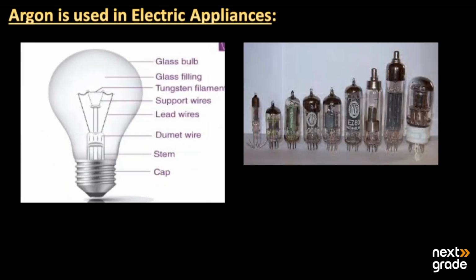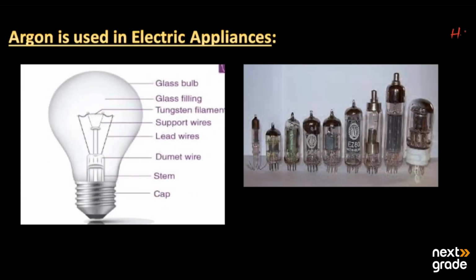Then we have the uses of argon. After helium and neon, the third gas is argon. Here argon is used in electrical appliances, like the bulb. If I show you the simple bulb structure, the first layer is the glass bulb. Then we have the glass filling, in which gas is filled, which is basically argon, and then we have its central filament, which is called the tungsten filament, the element W.